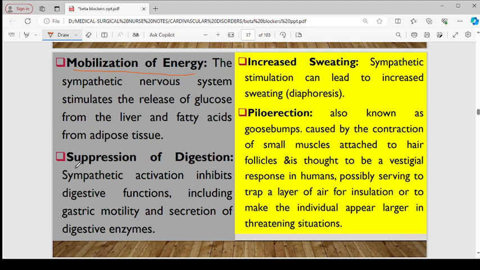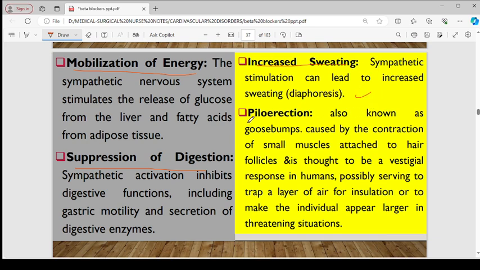And then now we have the suppression of digestion. Okay, digestion is one of the non-essential systems at that point. So sympathetic activation will inhibit digestive functions. So this will include gastric motility and secretion of digestive enzymes. All right. Next, we have increased sweating. Sympathetic stimulation will lead to increased sweating and diaphoresis.